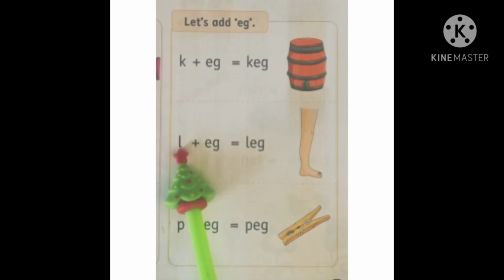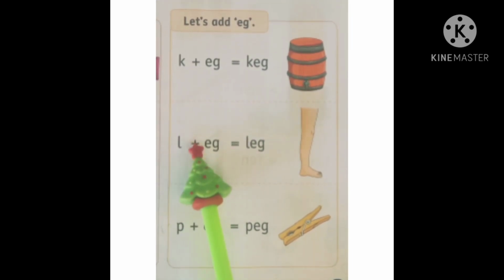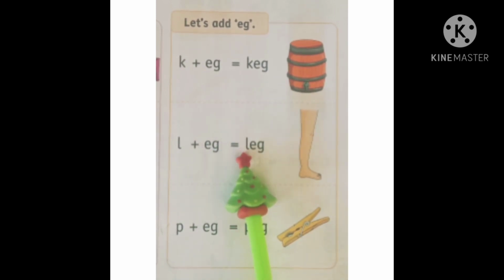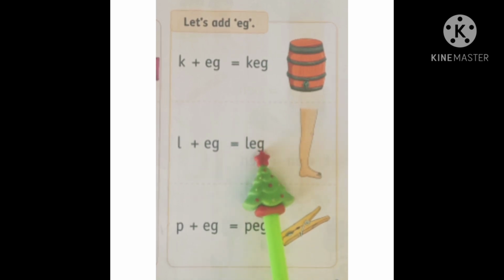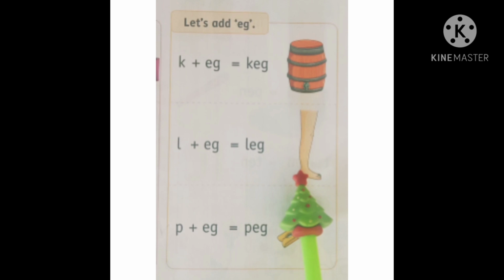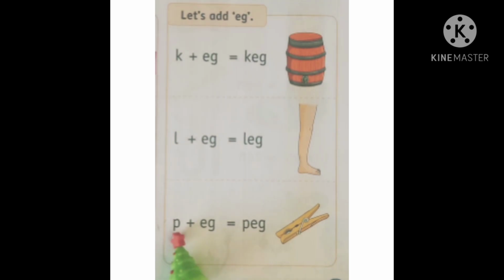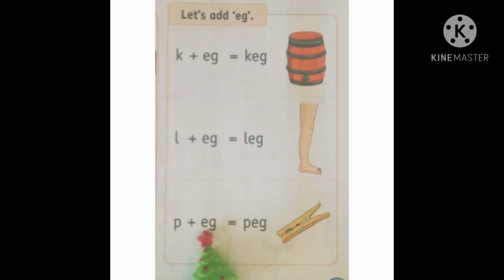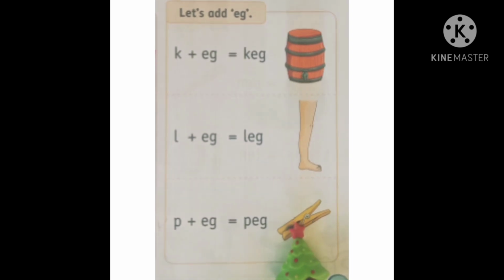This is letter L. L says l. Add eh, g, eg. It makes the word l, eh, g, leg. See the picture of a leg. It's a part of our body. This is letter P. P says p. Add eh, g, eg. It makes the word p, eh, g, peg. Peg is a kind of small pin to secure hanging things.